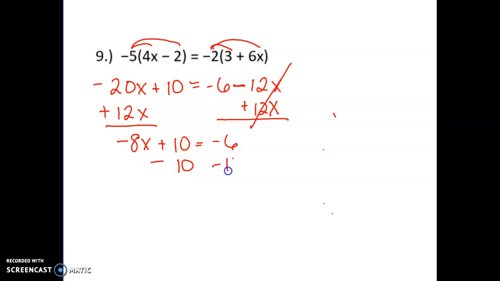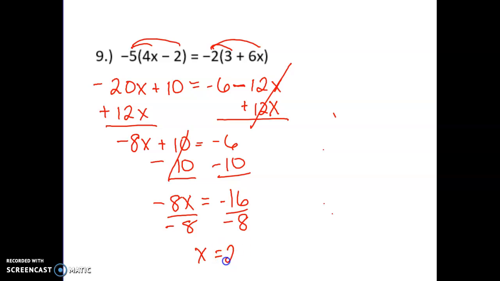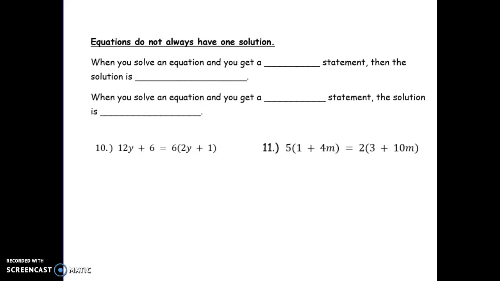And then I would subtract my 10 from both sides. Negative 8x would be negative 16. And then when I divide by negative 8, my x is equal to 2. Okay, so these examples, all 9 of them, were examples of just having one solution.